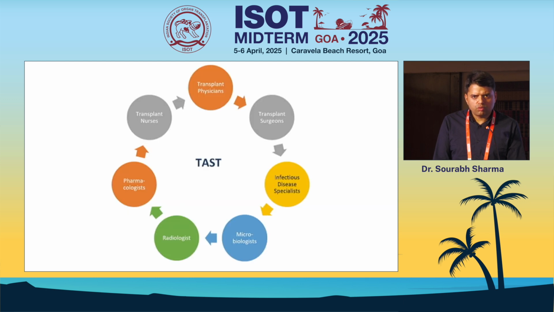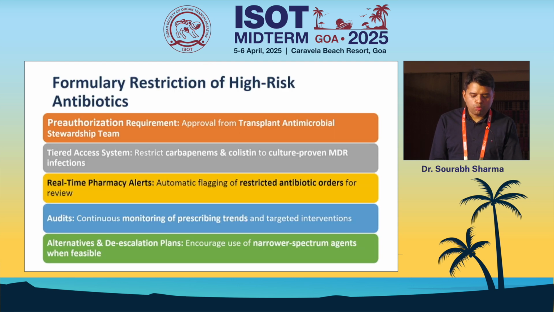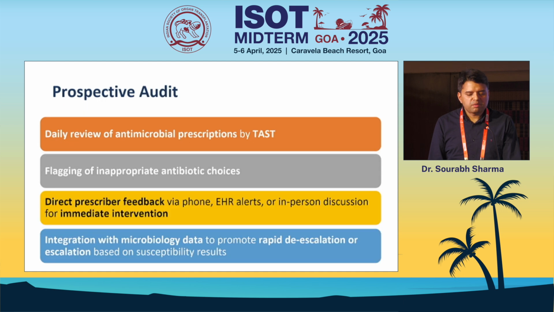So who should be the policy holders for the TAST? That is the slide. It should include the transplant physicians, the surgeons, the infectious disease specialists, the microbiologists, radiologists and pharmacologists, and also transplant nurses. For the formulary restriction of high-risk antibiotics, we should have a pre-authorization requirement. We should have a tiered access system for them, and we should have real-time pharmacy alerts so that we get alerted whenever a high-risk antibiotic is being used. We should have regular audits. The audits can be prospective or retrospective.